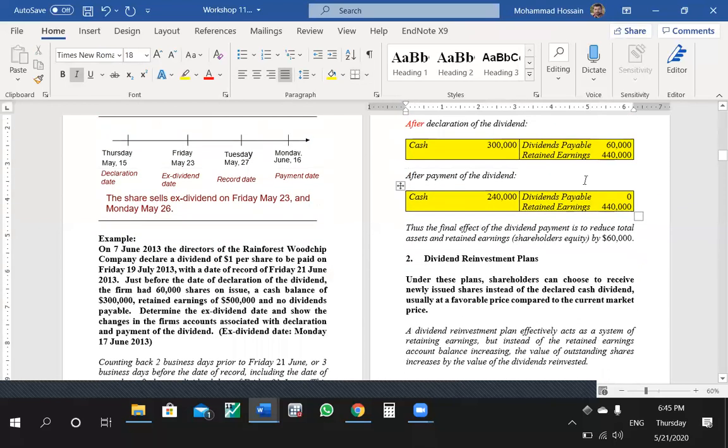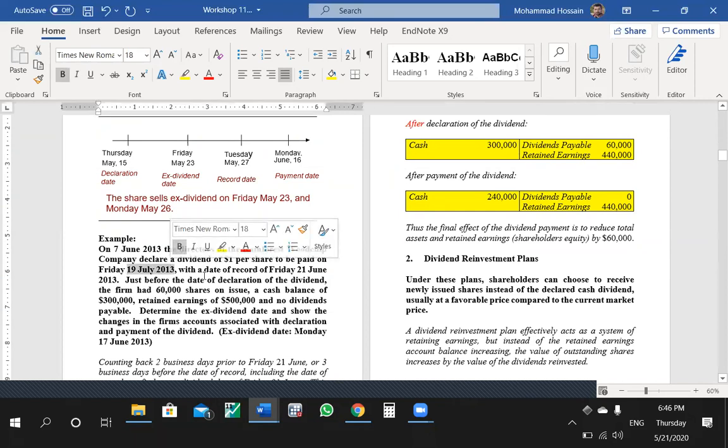How did they get the 60,000? I think it's very straightforward in here. The dividend of $1 per share to be paid on 19th of July, with the date of record on Friday, 21st of June. 60,000 shares and each share will get $1. That's how they got it.